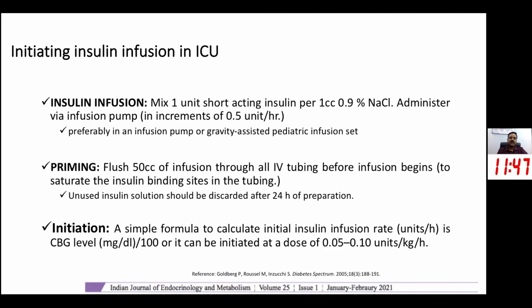For initiation, we can use any protocol, but the easiest way to start is probably the modified Yale protocol, where a simple formula to calculate is to divide the CBG, or the capillary blood glucose, by 100, or it can be initiated at 0.05 to 0.1 units per kg per hour. So if a person is having 300 milligram per deciliter, we can just start with 300 by 100, that is 3 ml per hour or 3 units per hour.